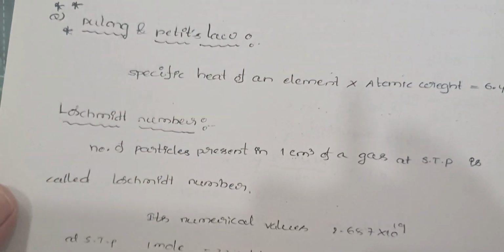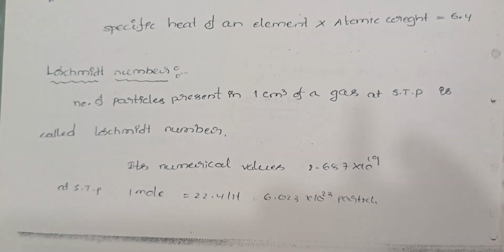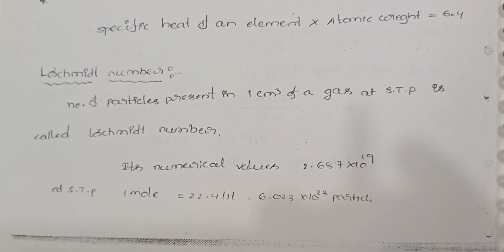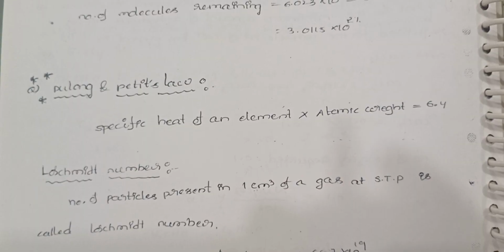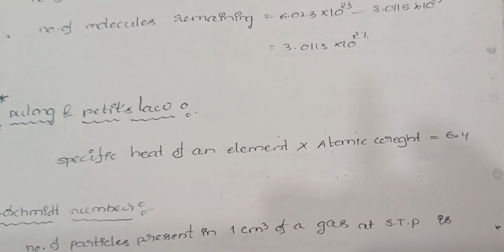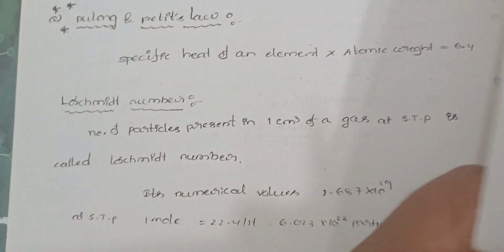Next, this one is also very important. The number of particles present in 1 cubic centimeter of gas at STP is called the Loschmidt number. So this is a value, and here it is the Dulong-Petit law. Specific heat of an element into atomic weight will be equal to 6.4.